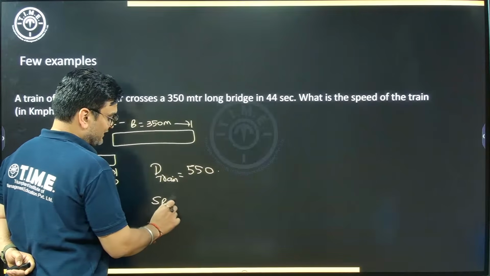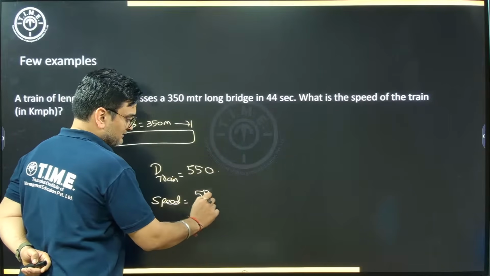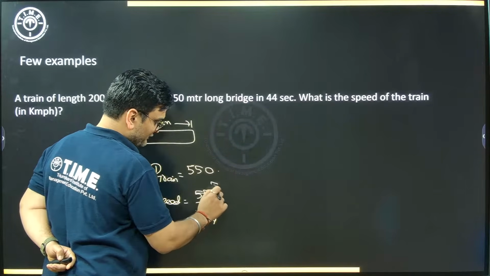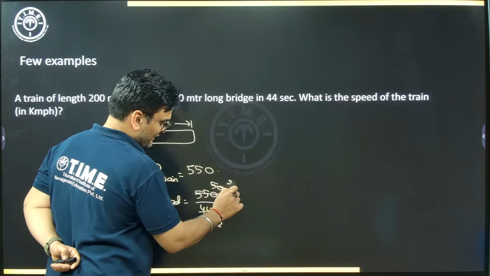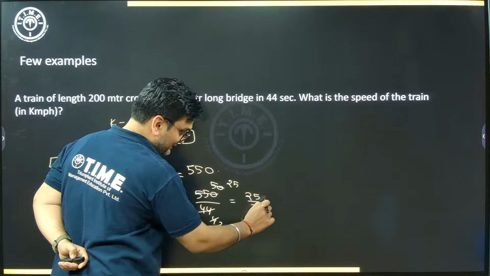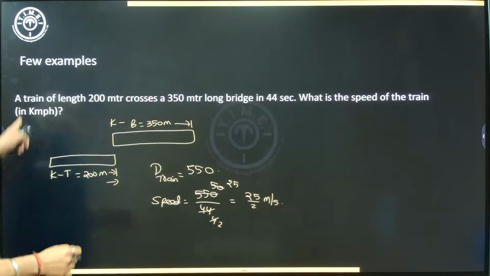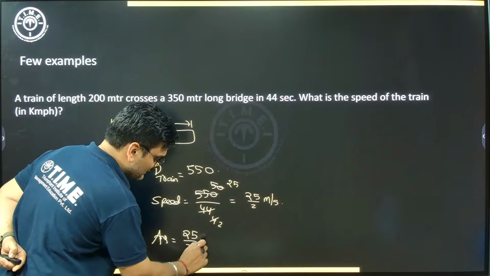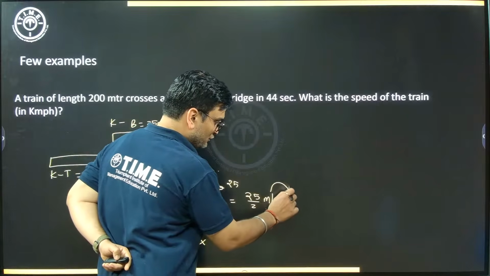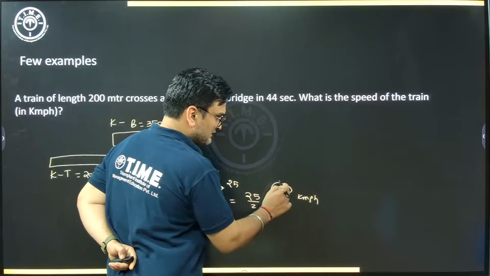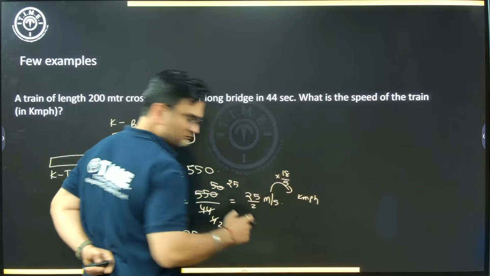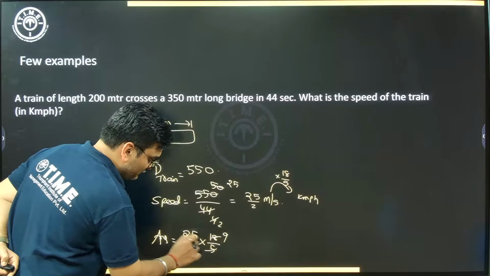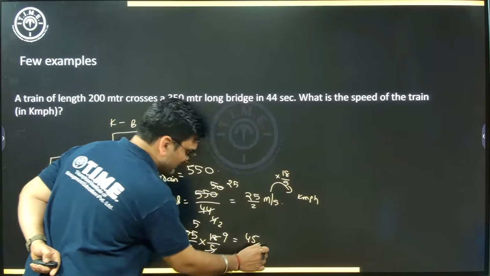And thus can I say the speed of the train will be nothing but distance traveled in how much time? 44 seconds. Simplify, we'll go 11 4 times, 11 50 times, 2 times, 25 times. So it's going to be 25 by 2, but the point is it's meters per second. I want my answer in kmph. So there's one more layer of calculation that we'll have to perform. The method of converting meters per second into kmph is you need to multiply with 18 by 5. So my answer will be 25 by 2 into 18 by 5. So 9 times, this will go 5 times. 5 into 9 is 45 kmph.